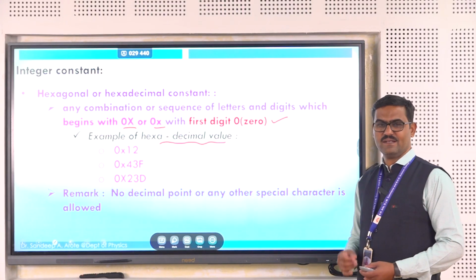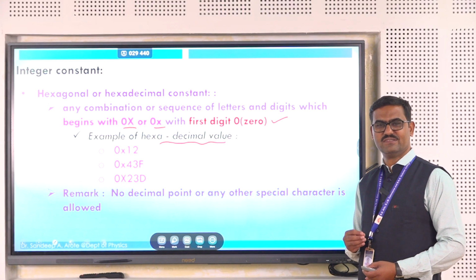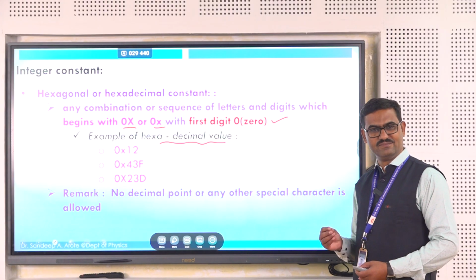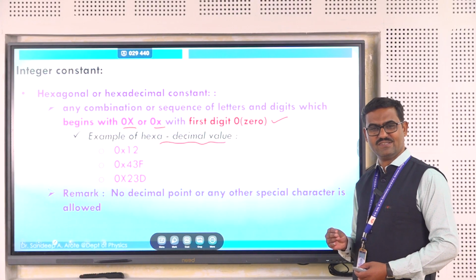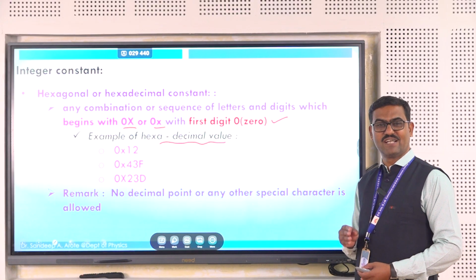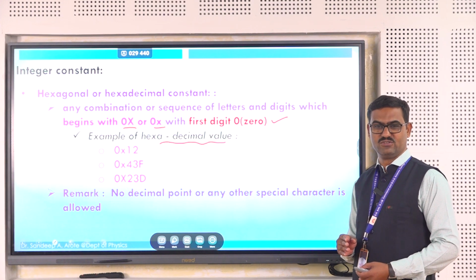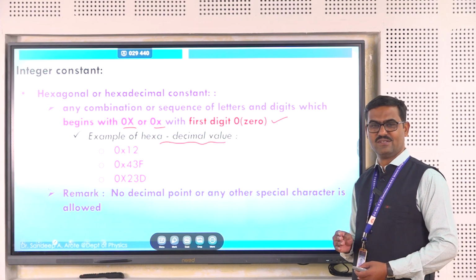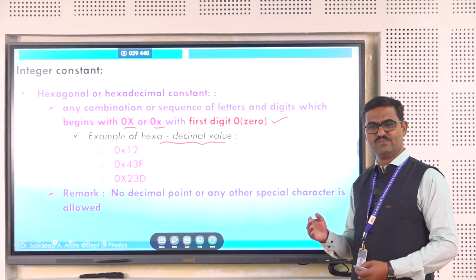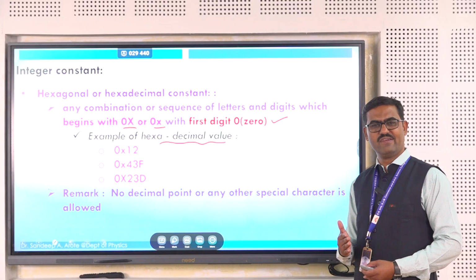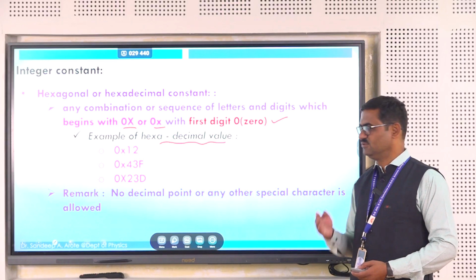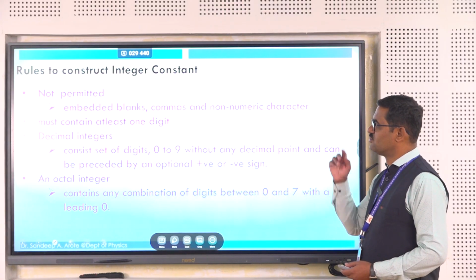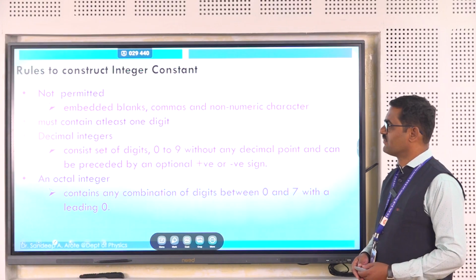Remember, any combination of digits from 0 to 9 and any combination of letters from A to F, but the number must start with 0x, this is very important. Any hexadecimal number always starts with 0x, and beyond that, beyond the second character, you can have any combination of digits from 0 to 9 and letters from A to F. So, these are the rules to construct an integer constant.